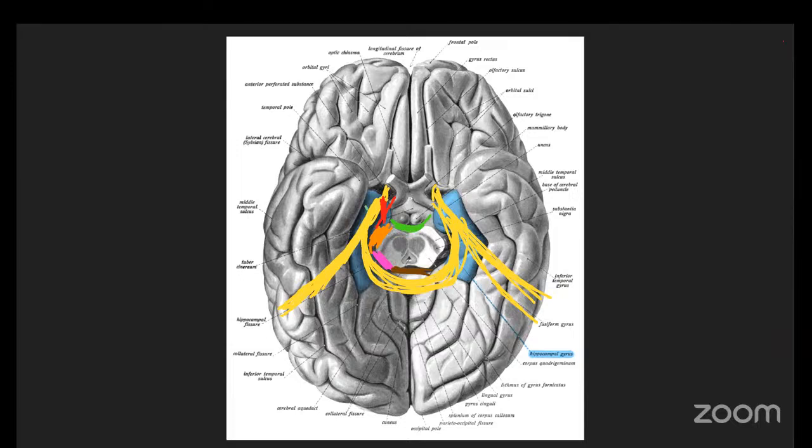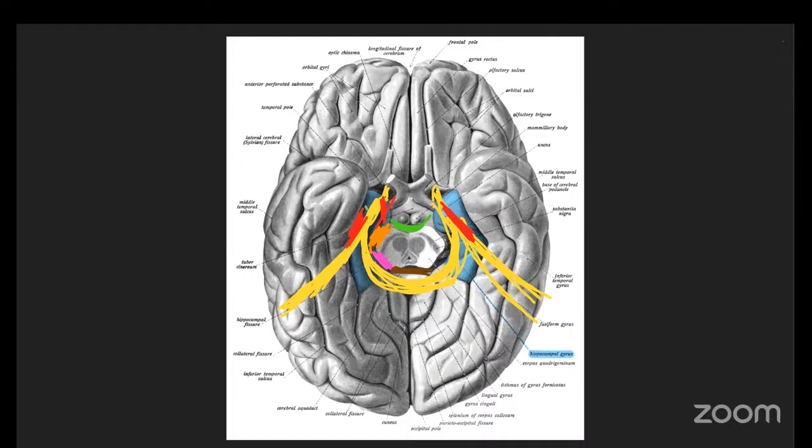So what ends up happening is if there is raised ICP, even if there's no uncal compression, PCA can get compressed because PCA is running right here. If you look at the PCA images, you will find it right here at the edge of the tent. So there is superior compression. Inferiorly, there is tent. Superiorly, there is temporal lobe. It can get compressed in between and the patient can have a PCA territory infarct. For that, uncal herniation is not always necessary.